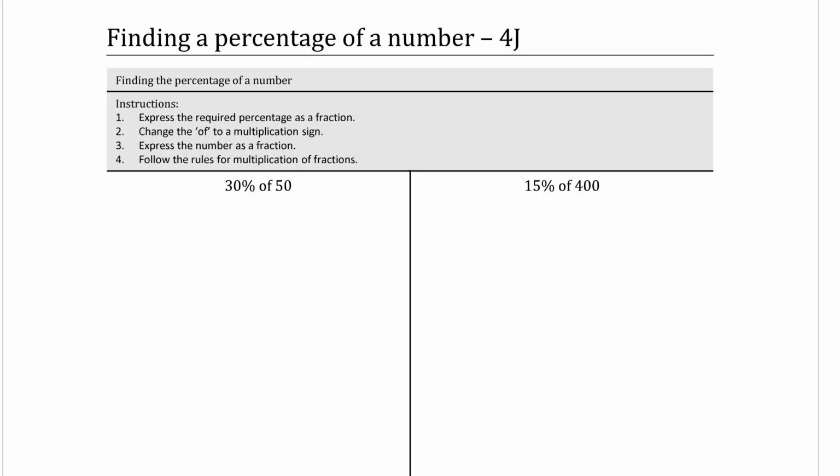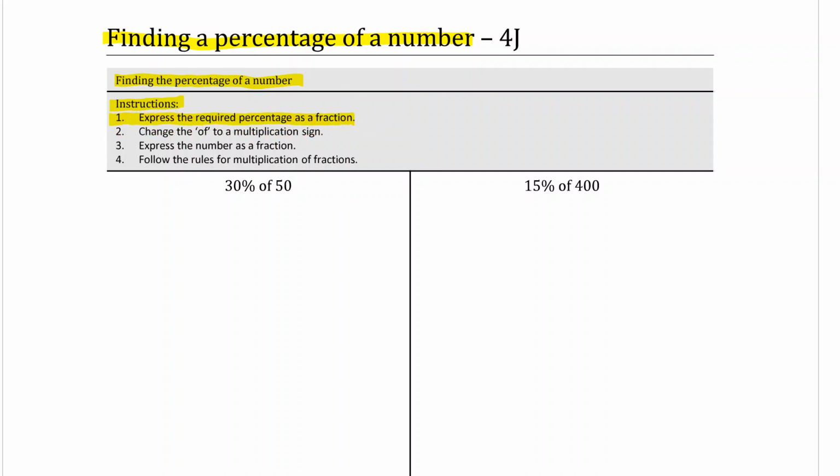Welcome. So in this lesson, we're going to be talking about finding a percentage of a number. So when finding a percentage of a number, we follow these instructions right here. So a question like 30% of 50, step 1, express the required percentage as a fraction.